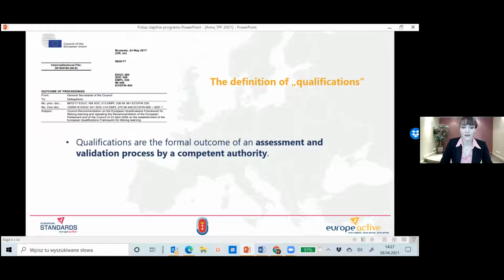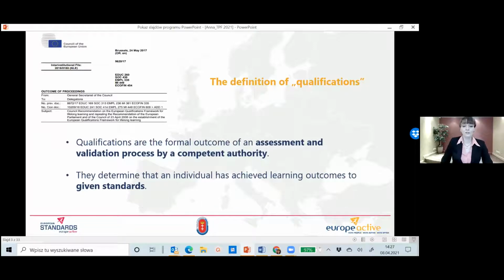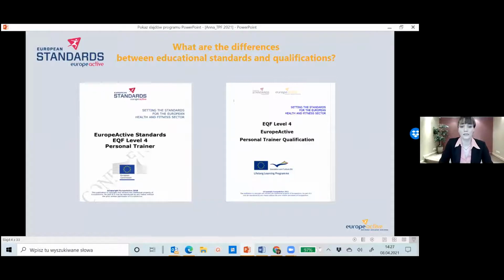Assessment and validation are the elements that sometimes were not covered in our previous documents. So therefore, we try to be more focused on them. So the assessment strategy is the main topic for today. And also that the qualifications determine that an individual has achieved learning outcomes to given standards. So we will use the standards which were developed in the past years, but we are going to add some new elements to the documents.